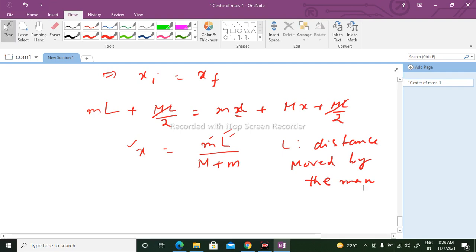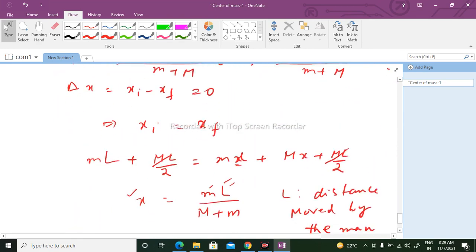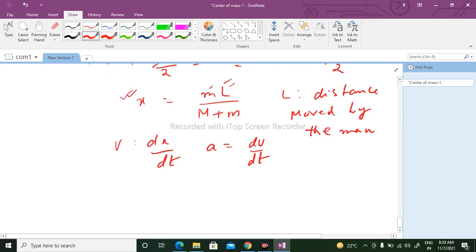And sometimes they will ask you that this man is going with a certain speed. What is the speed of the boat? In these types of questions, we have to understand that we have got the displacement here. So if you differentiate, you will get the velocity, because velocity is equal to dx by dt. Suppose I ask acceleration, you have to differentiate the velocity, dv by dt. If you differentiate this expression, you will get the velocity of the boat is equal to the man's mass multiplied by the man's speed divided by M plus m.